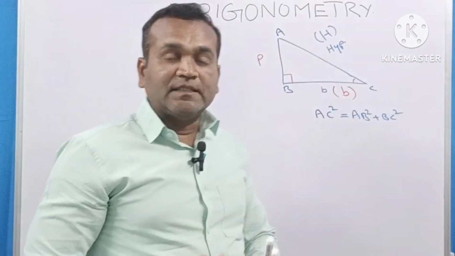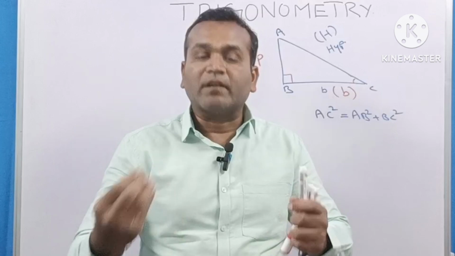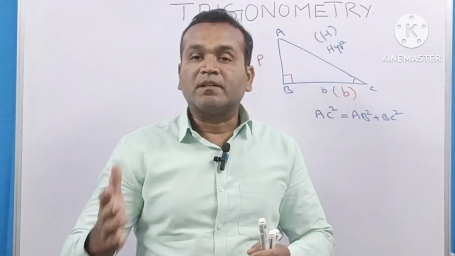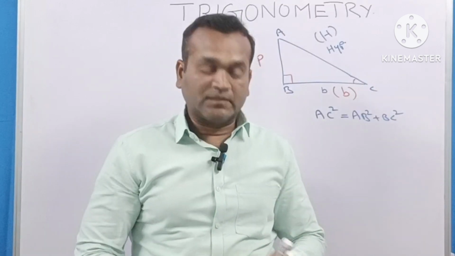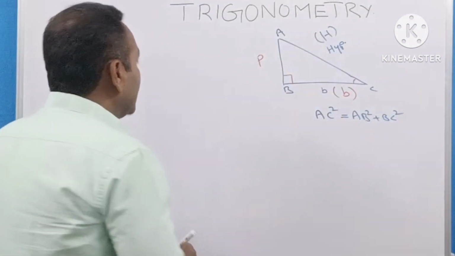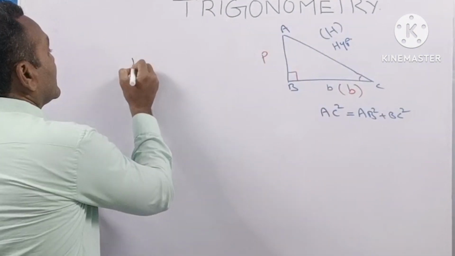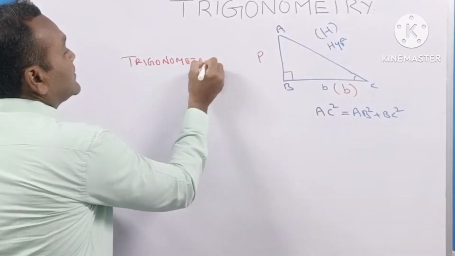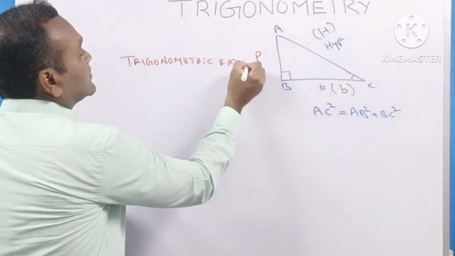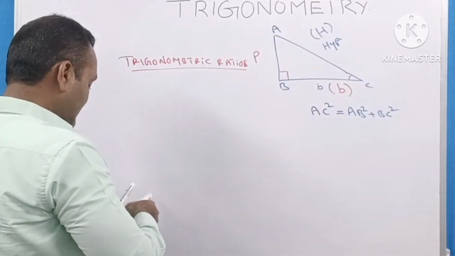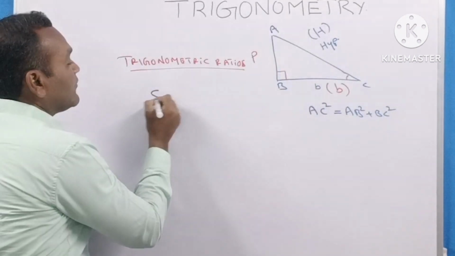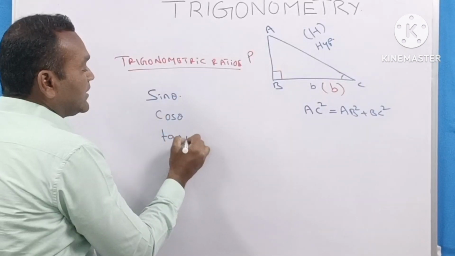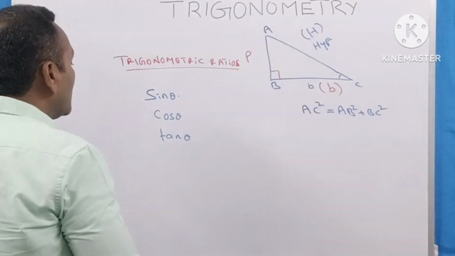But before that, let's see what trigonometric ratios are. This is the new thing in 10th class, which you haven't studied in 9th and your previous classes. So what are trigonometric ratios? Let me write for you. Trigonometric ratios. In trigonometric ratios, we have sine theta, cos theta, and tan theta. You need to learn only these first.